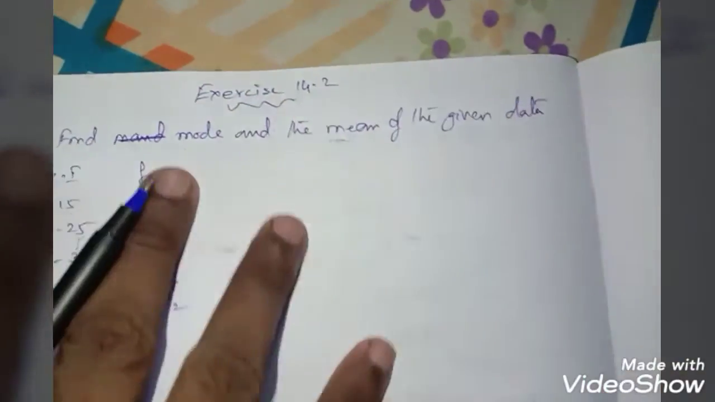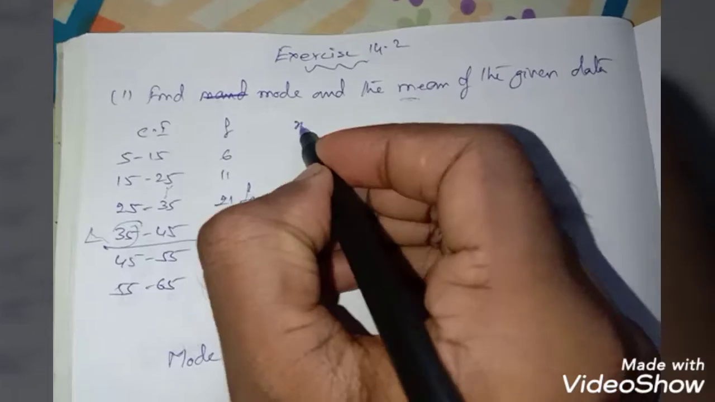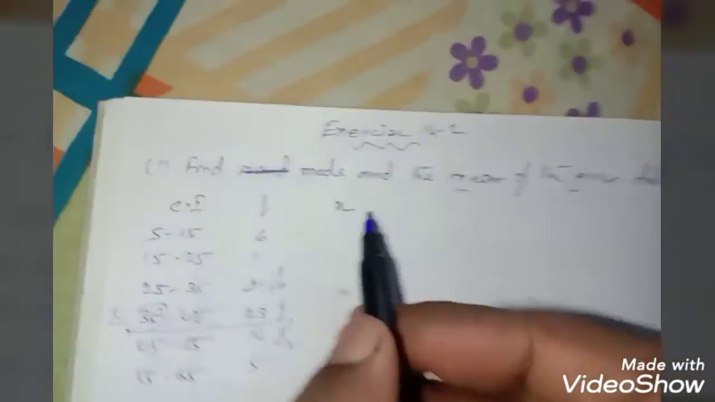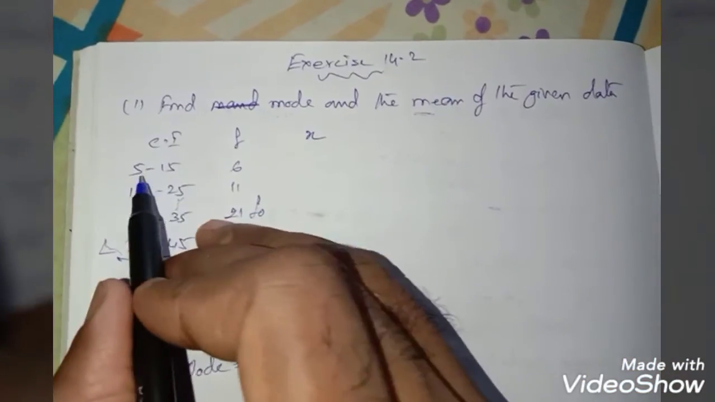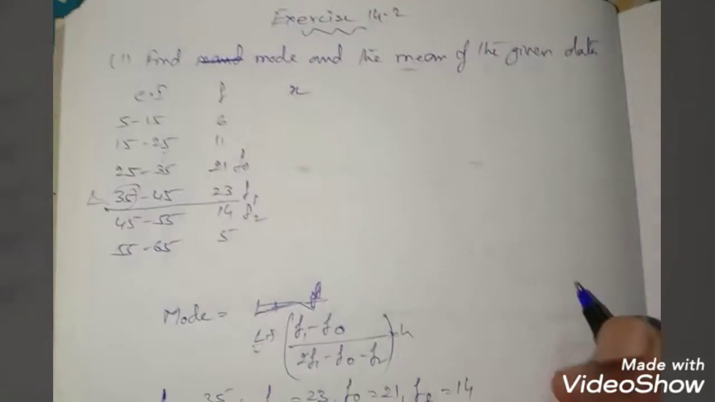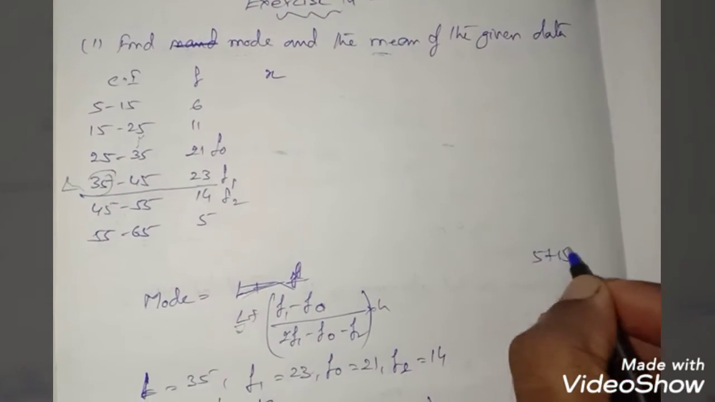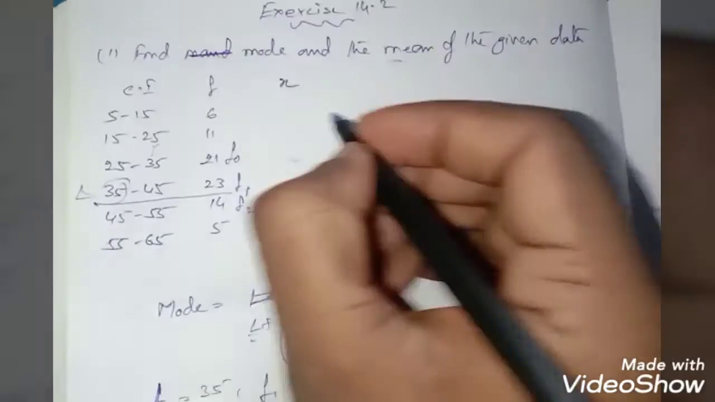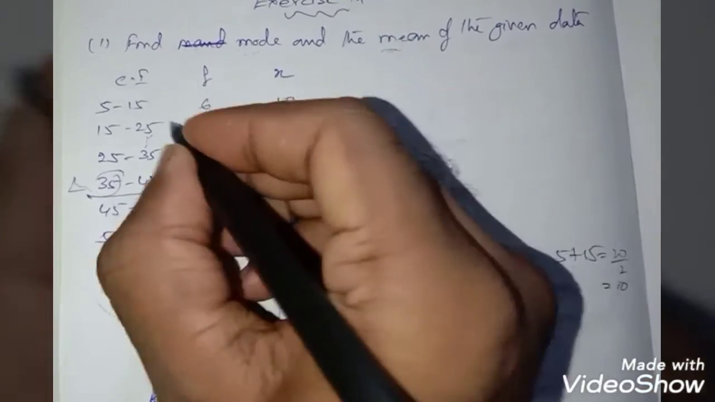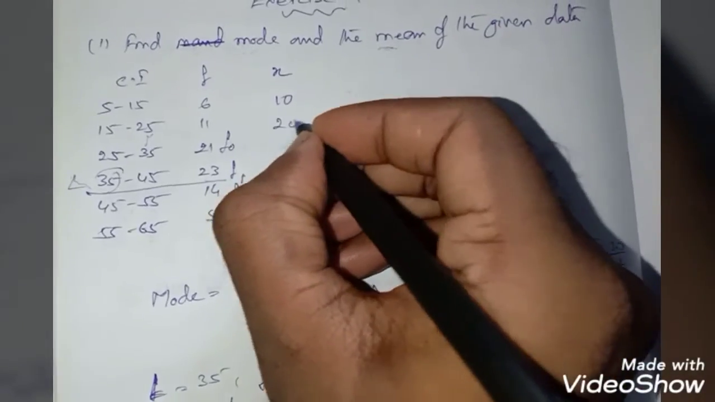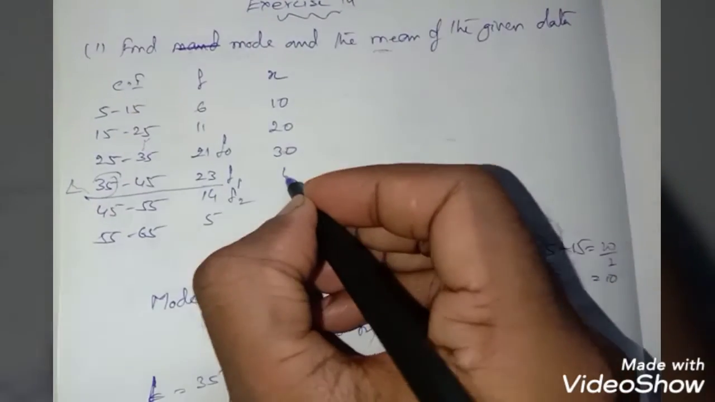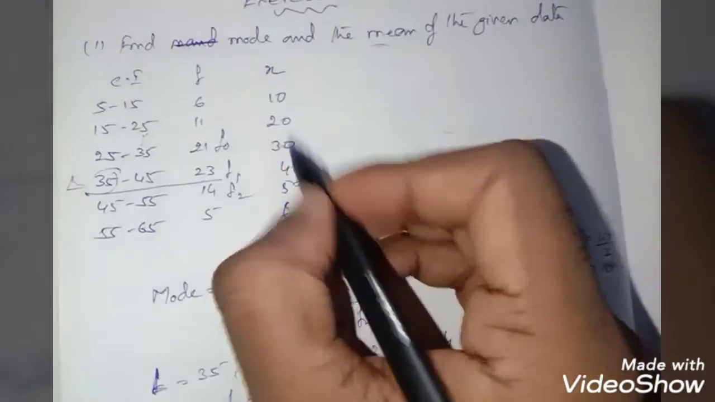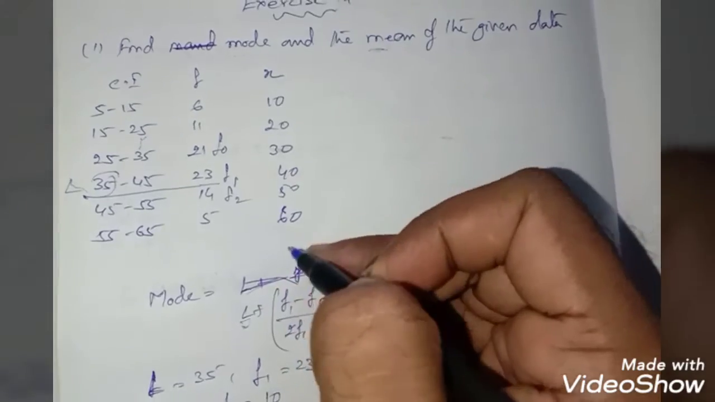Next, to find that you need the X value, that is the mid value. To find the mean you need X, as we have done in the previous one. Now between 5 and 15, you can write 5 plus 15, which is 20. Now 20 by 2 is 10. The middle value of 5 and 15 is 10. Now add 10 each time, you will get 20, next 30, next 40, next 50, next 60. After getting the mid values, assume any value out of these.